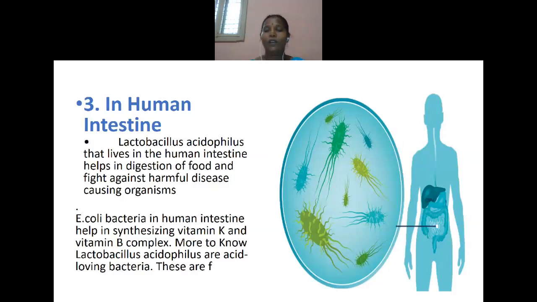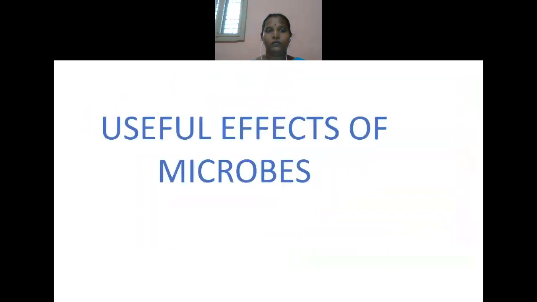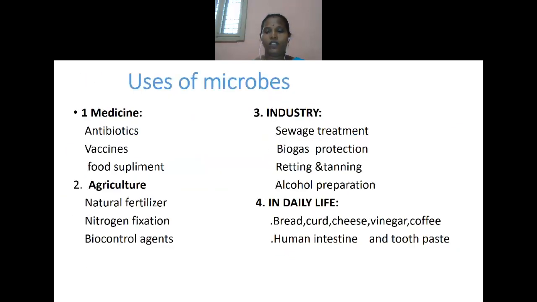So listen, children. This topic is uses of microbes. We saw four fields: medicine, agriculture, industry, and daily life. Each day we saw one use. This final one is use in daily life. We saw how microbes are used in our daily life. First are bread, curd, cheese, vinegar making, and then the human intestine.